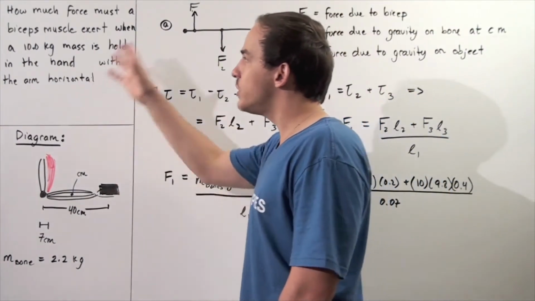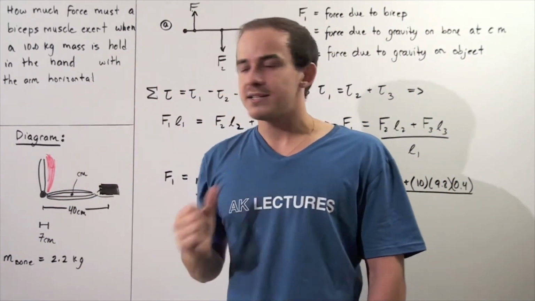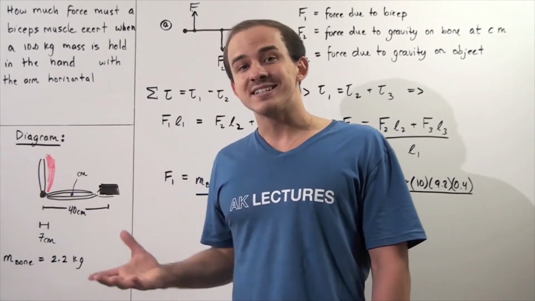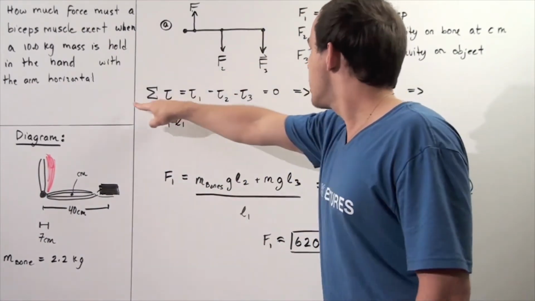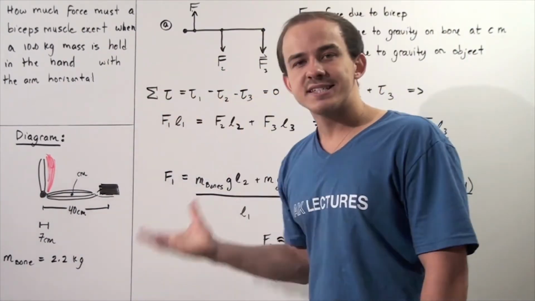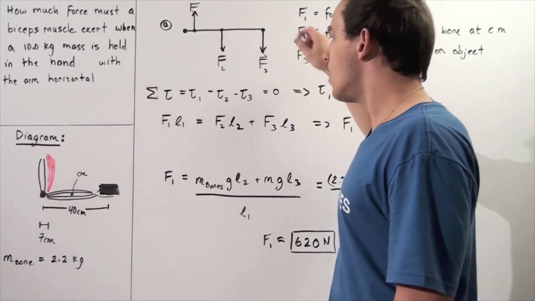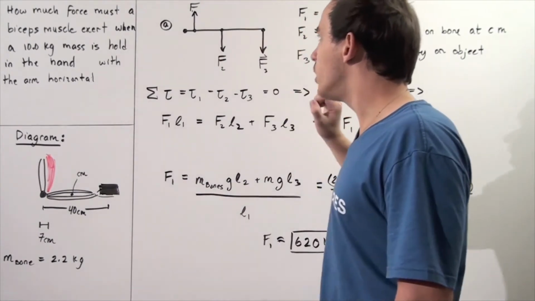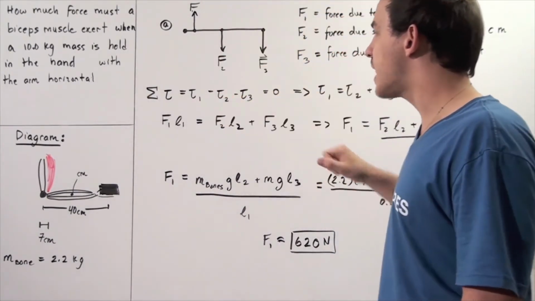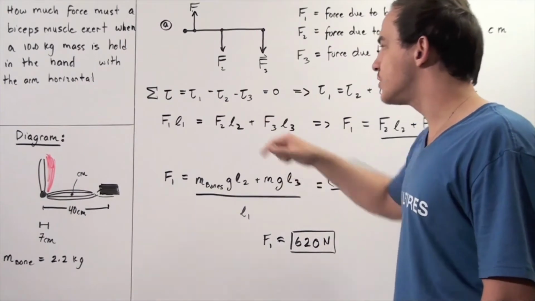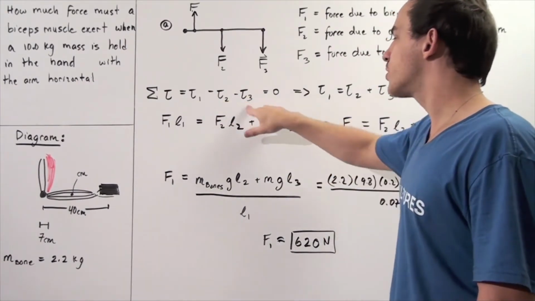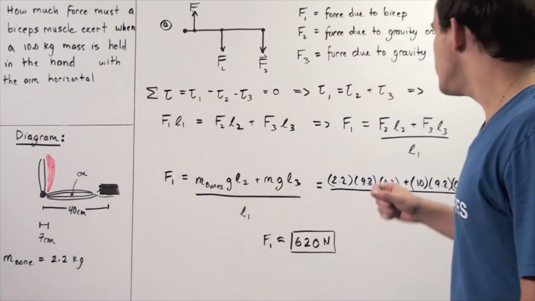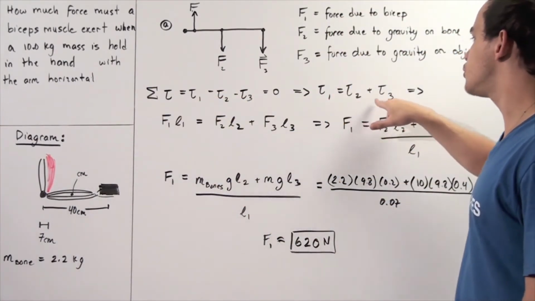Recall that because our entire arm is in static equilibrium, it's not translating or rotating, we can use the following equation. We can sum up all the torques acting on this bone, and that sum must be 0. So with torque 1 created by force 1 being positive, we have torque 1 minus torque 2 minus torque 3 is equal to 0. And we can rearrange this equation and get torque 1 is equal to torque 2 plus torque 3.